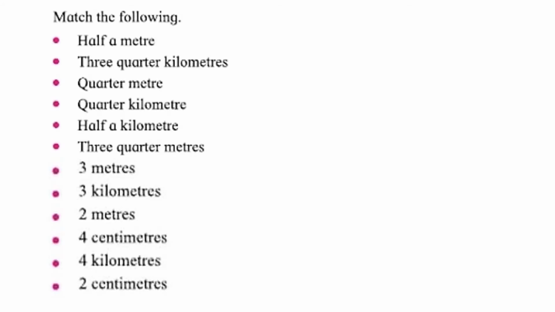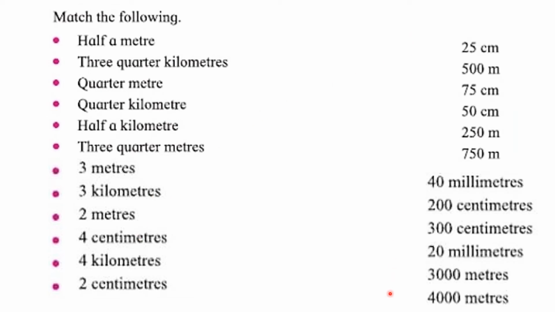Exercise. Match the following. This is column A, and we will match this column A with column B and write the correct answer next to column A. So, let us solve. Half a meter. 1 meter is equal to 100 centimeter. So, half of 100 is 50. So, the answer is 50 centimeter.